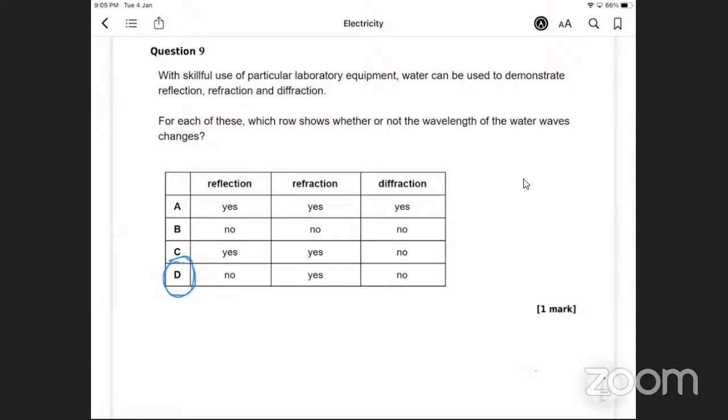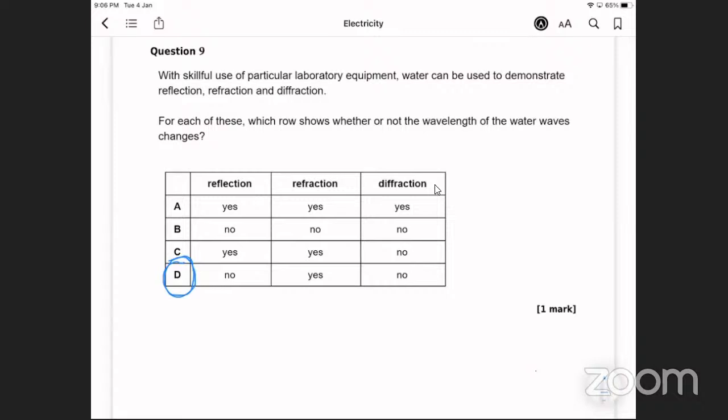Yes, sir. This one was also a bit tricky. Is there any question? All right, so that is your answer for that part. Reflection does not show any change. Refraction is the one that shows, and diffraction does not. Are we following? Yes, sir. Okay, excellent.